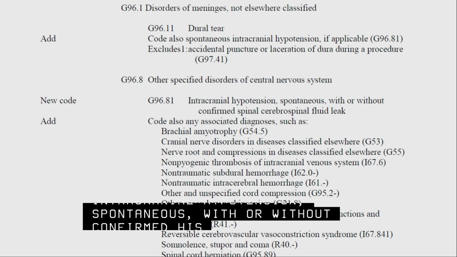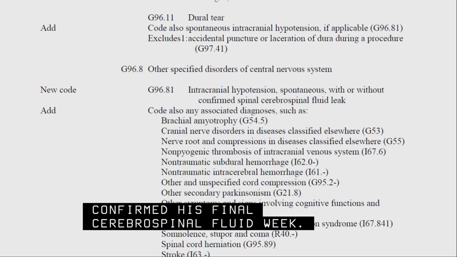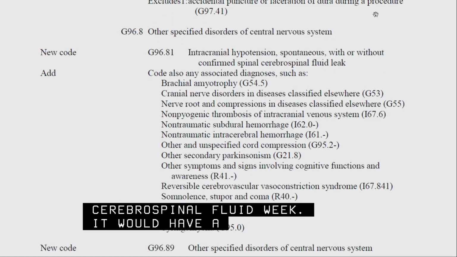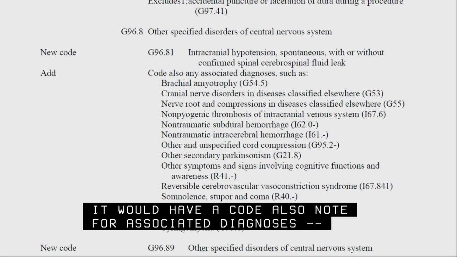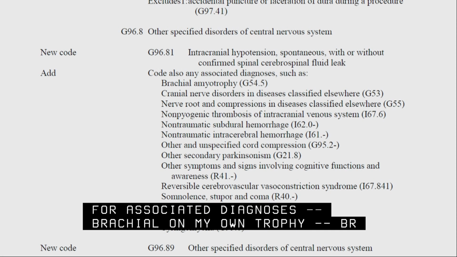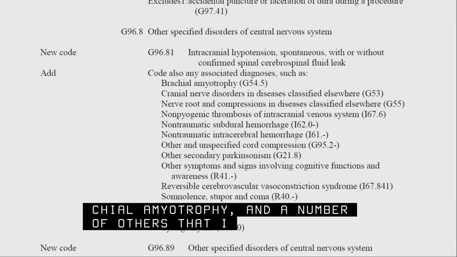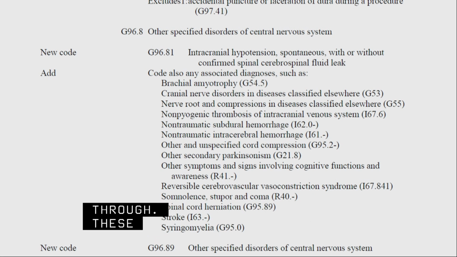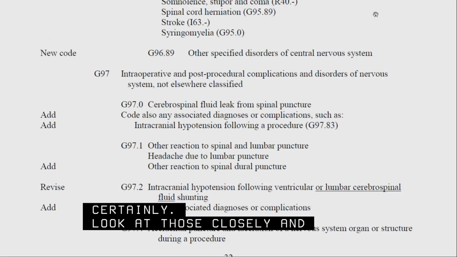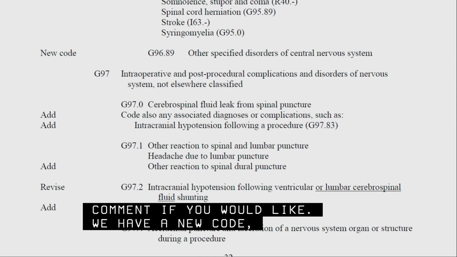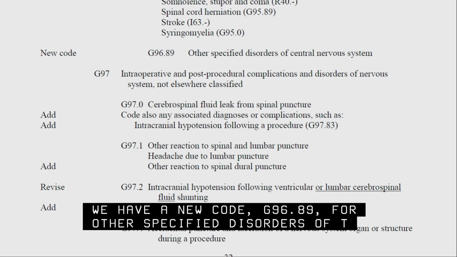We would have a code also note here for any associated diagnoses, such as, and we have quite a list of diagnoses here, brachial myotrophy, cranial nerve disorders and diseases classified elsewhere, nerve roots and compressions and diseases classified elsewhere, and a number of others that I won't read through, but these are of interest certainly, so look at those closely and comment if you like. We would also add a new code, G96.89, for other specified disorders of central nervous system, again, including our other disorders there.